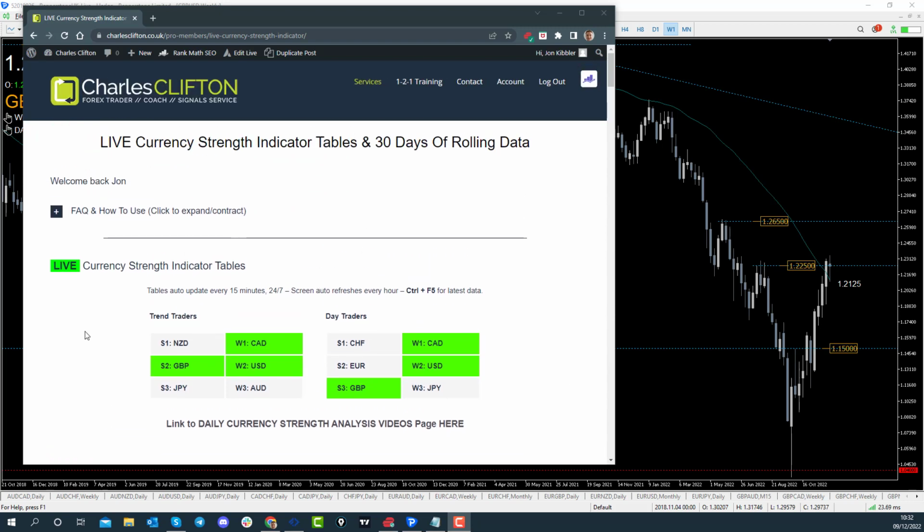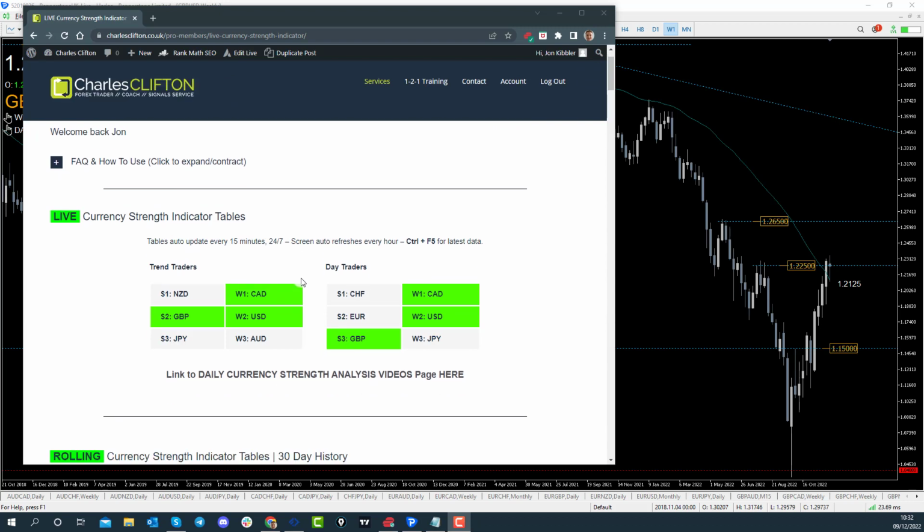Here you can see we have the live currency strength indicator tables in front of us. We have two types of tables: the trend traders table and the day traders table. These are highlighting the same studies but just on different time frames. So the trend traders is the higher time frame, day traders is the lower time frame.